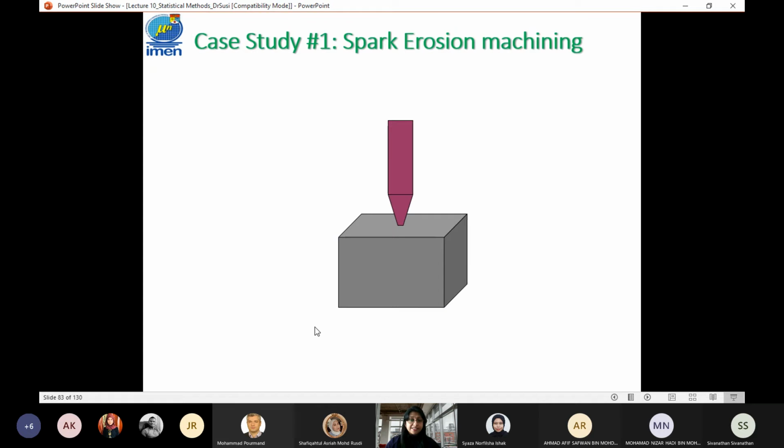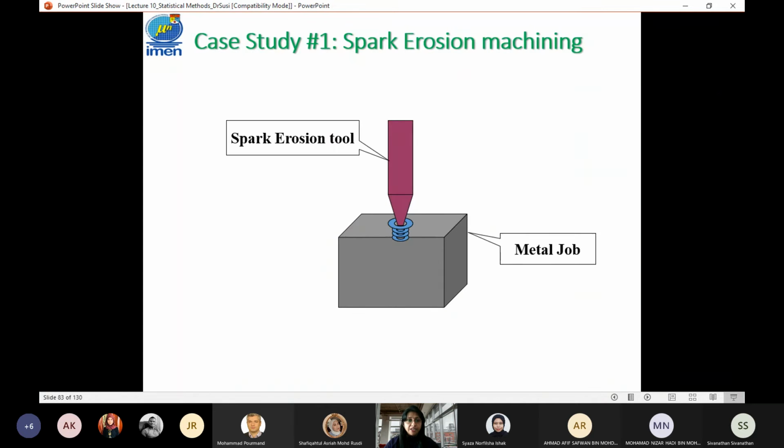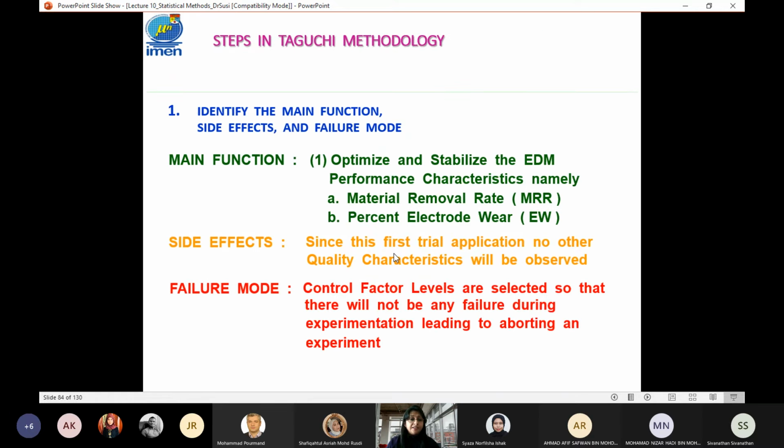Okay, so this is spark erosion machining. You have a tool. This is the spark erosion tool. It is an electrode, and it is drilling into a metal job or a metal substrate. And the first step, identify the main function, the side effects, and the failure mode. So the main function is we want to optimize and stabilize the EDM drilling machining performance, where we have two outputs. One is the material removal rate, and the second is the percent electrode wear.